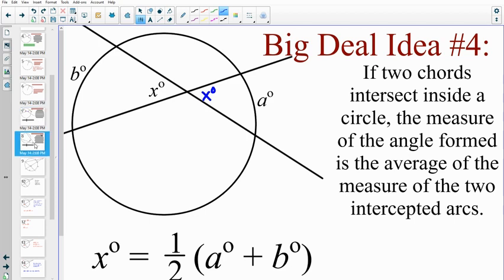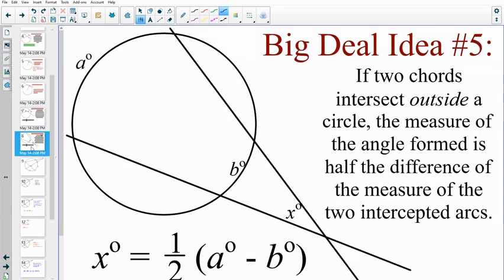And then finally, big deal idea number 5 is similar, but now my point of intersection is outside of the circle, but I can still find how big this angle is by taking, instead of the sum of the two intercepted arcs divided by 2, I'll take the difference. Take one minus the other, arc A and arc B, subtract them, divide by 2. So if it's inside the circle, add them up, divide by 2. If the intersection is outside the circle, subtract and divide by 2.